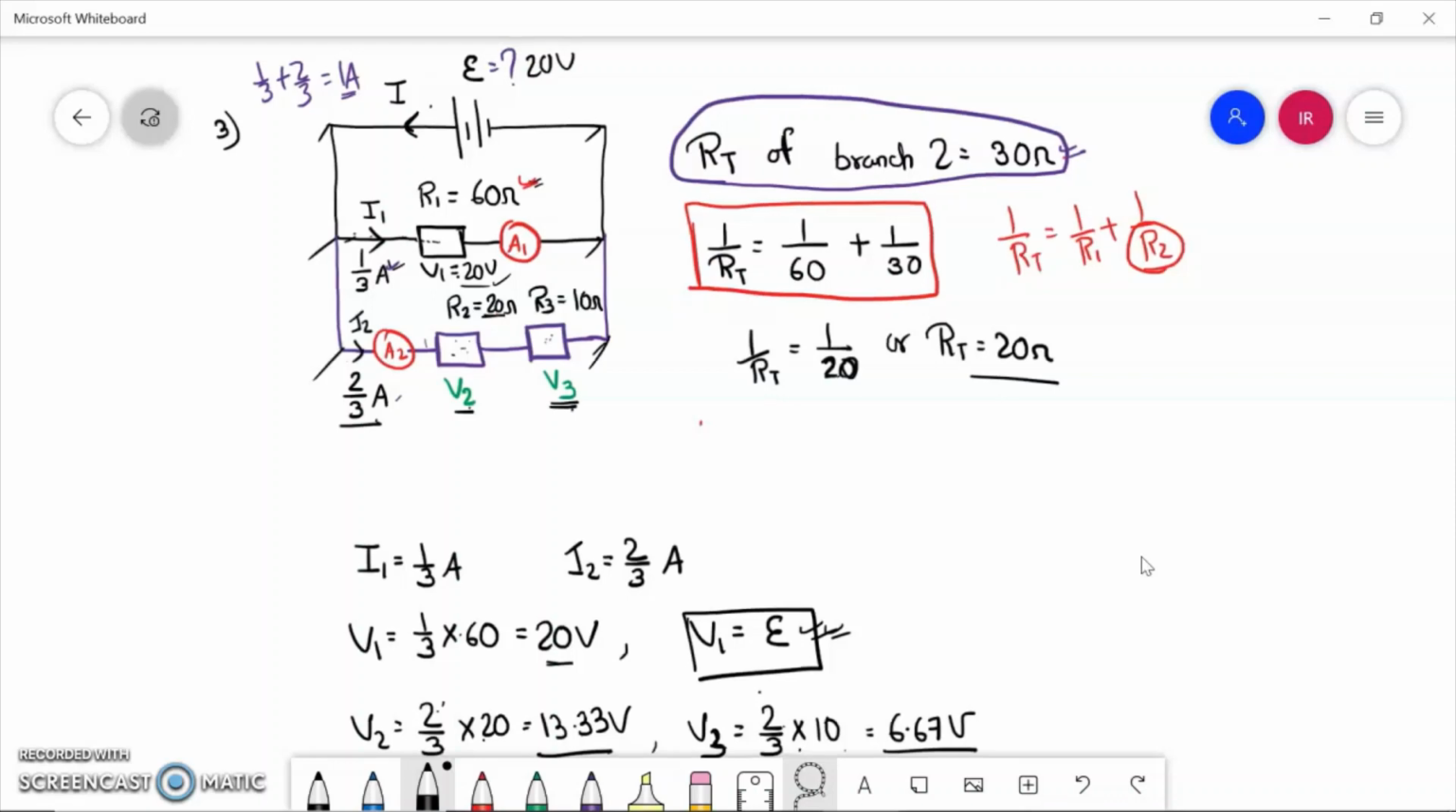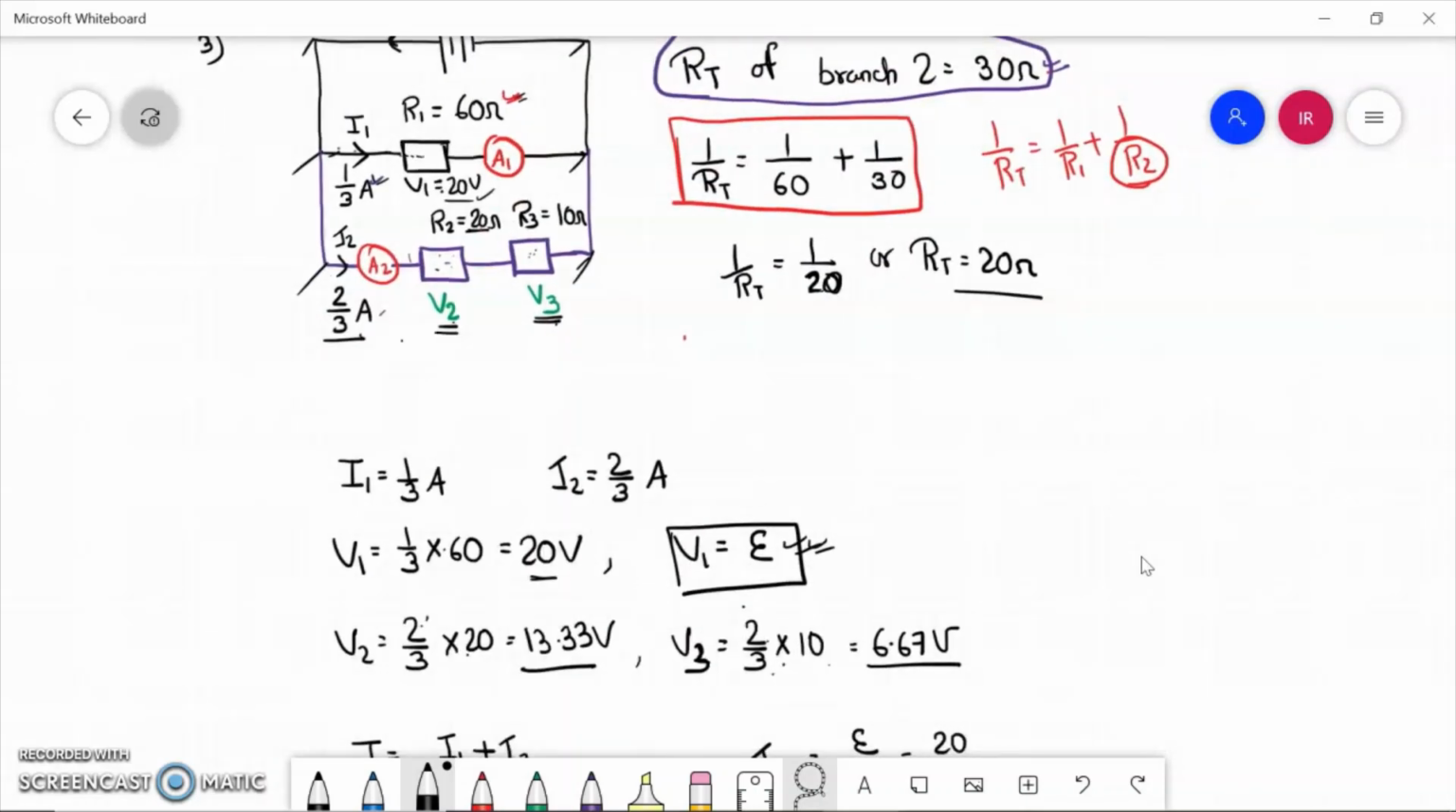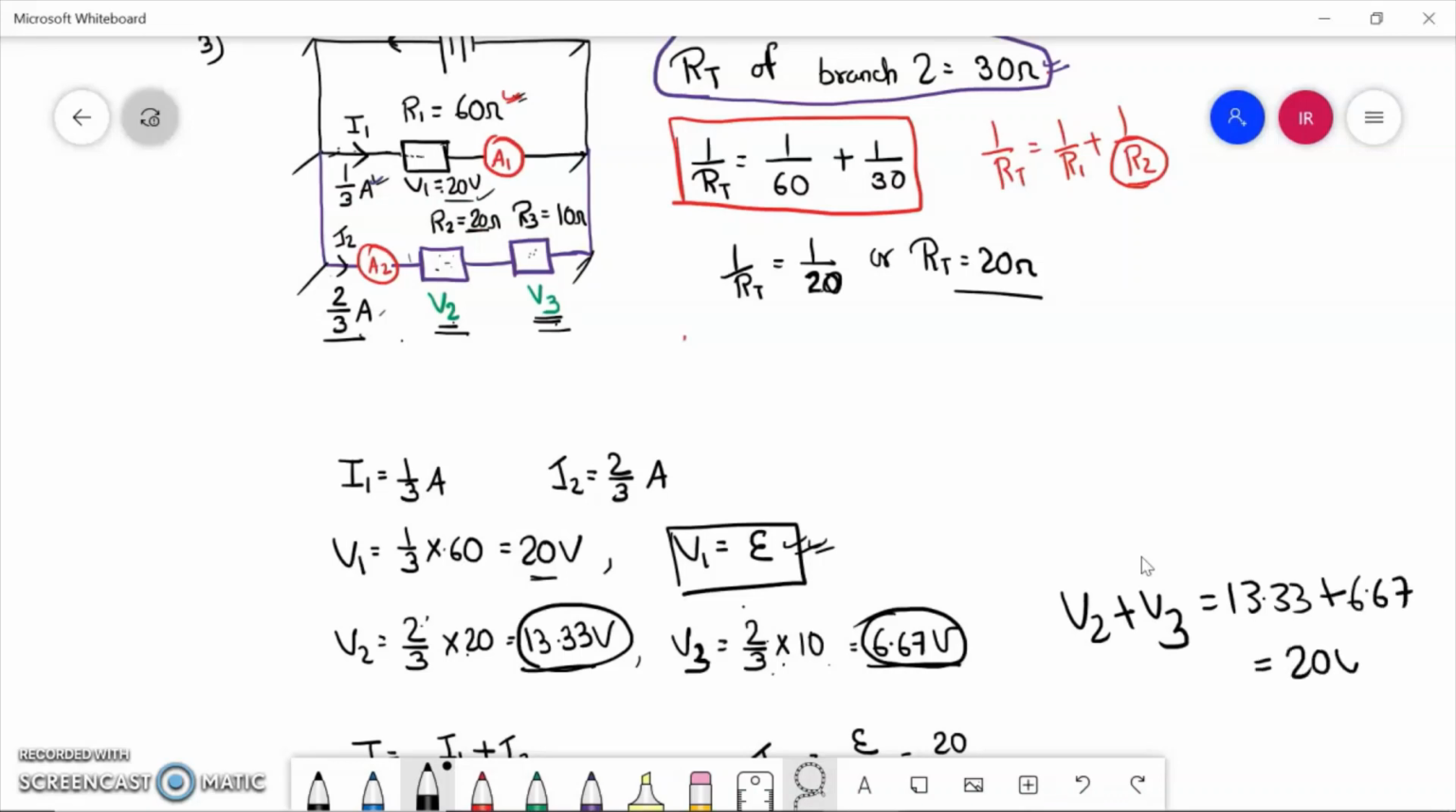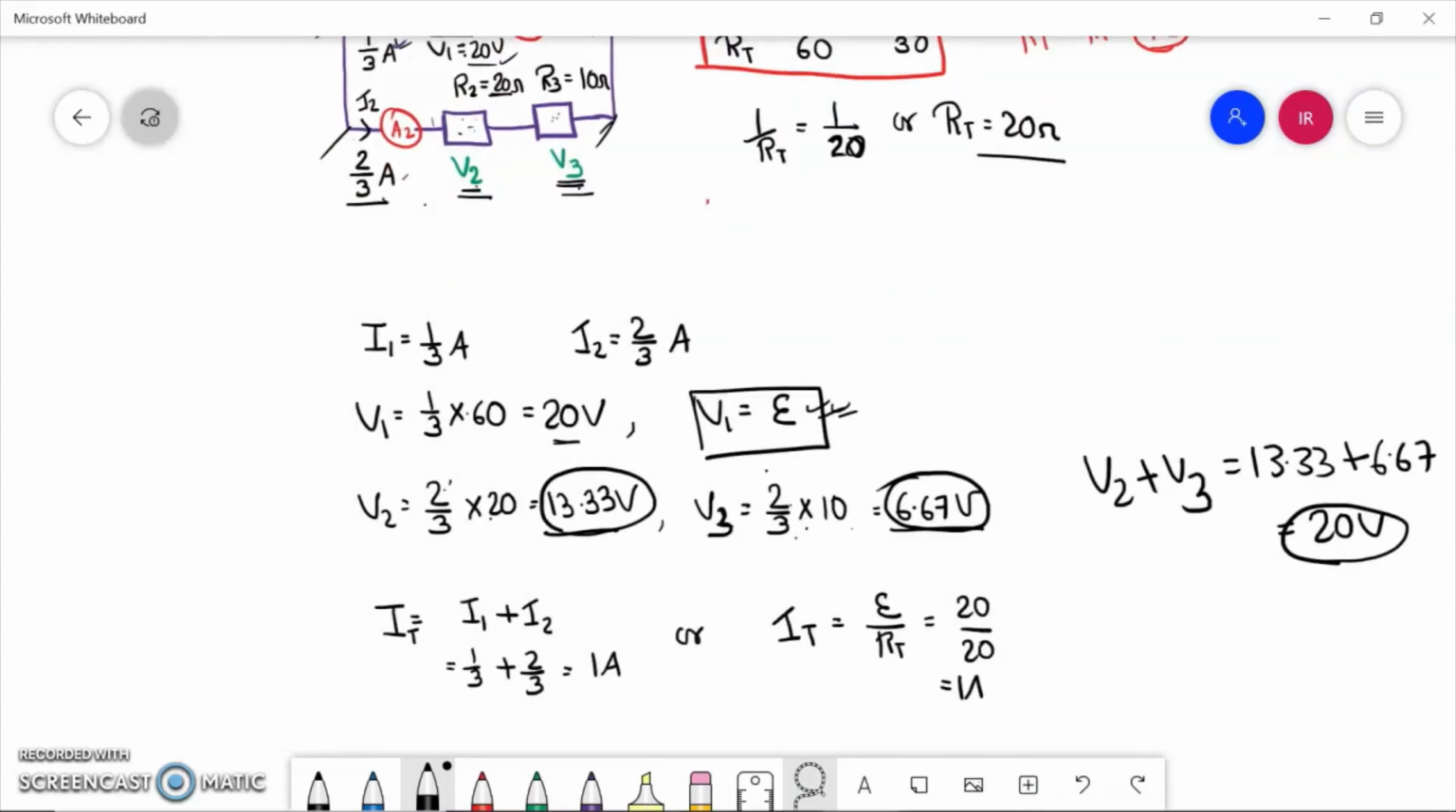So let's check whether branch 2 has a total voltage of 20 or not. Let's come back to the values of V2 and V3. V2 we got 13.33, V3 we got 6.67. Let's add them up. I hope you have your calculator in your hands. This should again give you 20 volts. So each branch has the same voltage, and using that concept we can find the EMF of the circuit and the individual voltages.